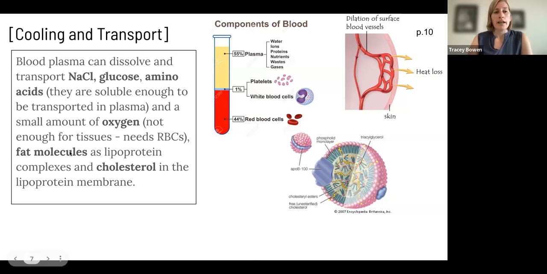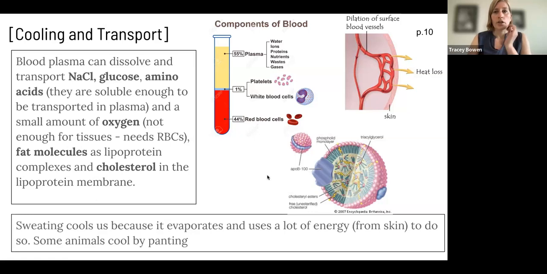And then blood plasma can transport fat molecules as well, but they're going to need a phospholipid membrane monolayer around them in order to transport those fat molecules. And this membrane is called a lipoprotein complex. And inside it, there is cholesterol, just like there is in a phospholipid membrane.